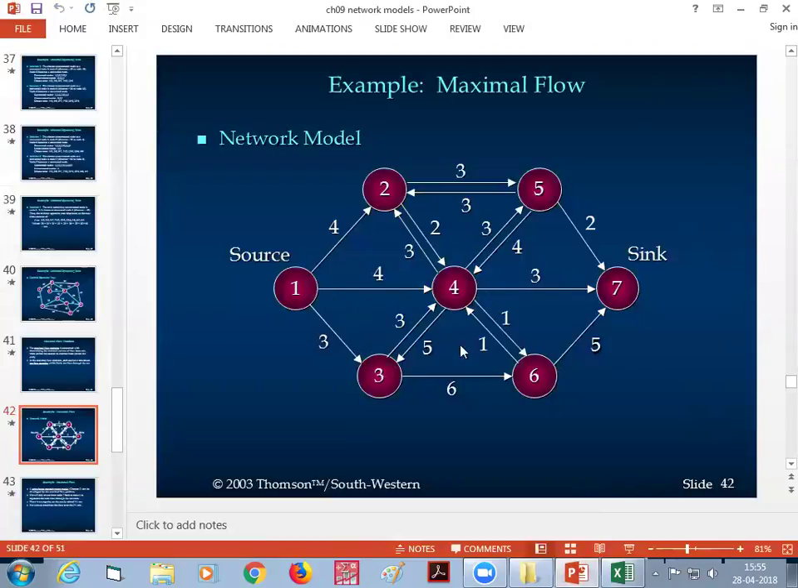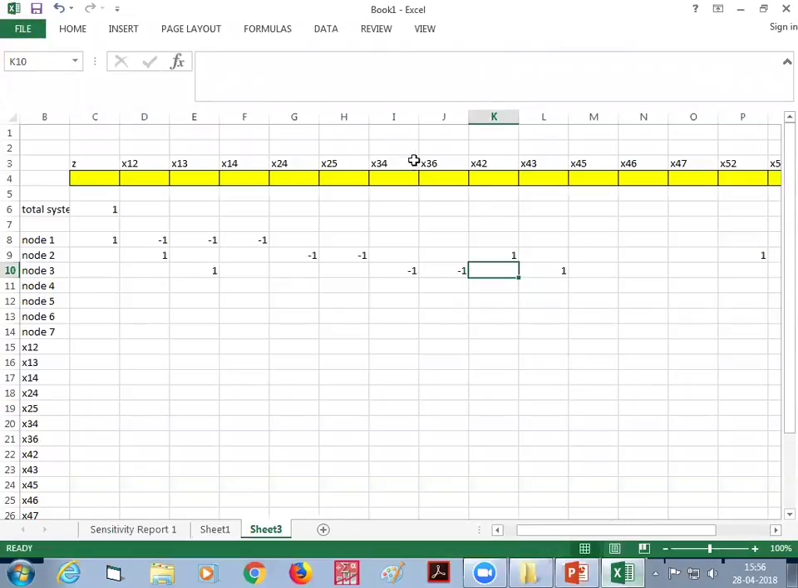1, 3, and 4, 3, 3, 4, 3, 4, 3, 3, 6. Sorry, that's 3, 6. Read it properly. Okay, now node 4. What is node 4?